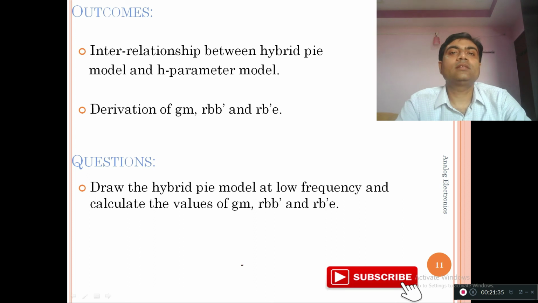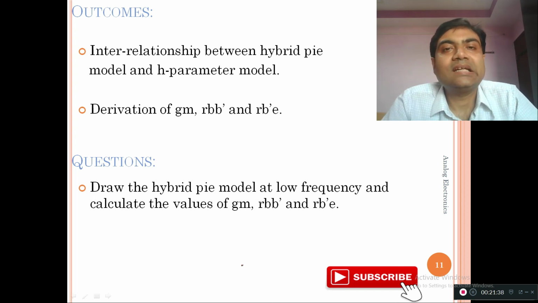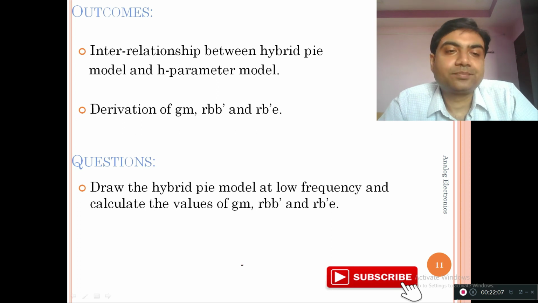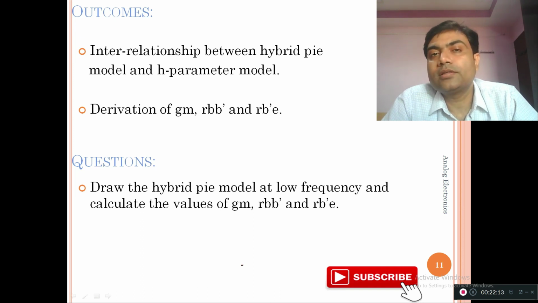So we have seen how the hybrid pi model is interrelated with the low frequency H parameter model, which we derived in the case of low frequency. And by using the hybrid pi model, you can also analyze the low frequency amplifier. But since we are very well acquainted with the H parameter model of the transistor at low frequency, we interrelate them to calculate the value of the resistive components. So today we have calculated the values of RB'E and RBB' by knowing the value of GM. You can be asked in the examination to draw the hybrid pi model at low frequency by removing those capacitances and calculate the values of GM, RB'E and RBB'.